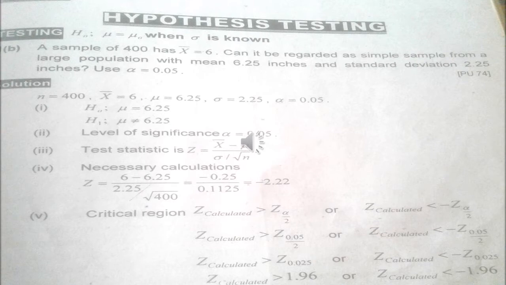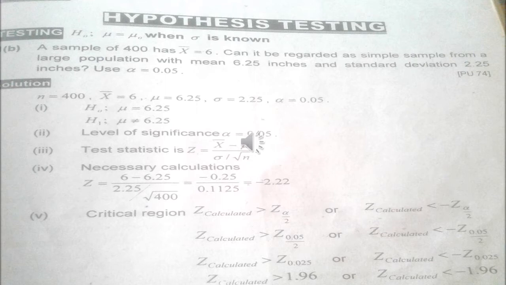The Z statistic formula is x bar, the sample mean, minus mu, the population mean, over sigma, the population standard deviation, over square root of n, where n is the sample size. After the necessary calculation we put in the values: x bar is 6, mu is 6.25, sigma is 2.25 and n is 400. After calculation we got minus 2.22.